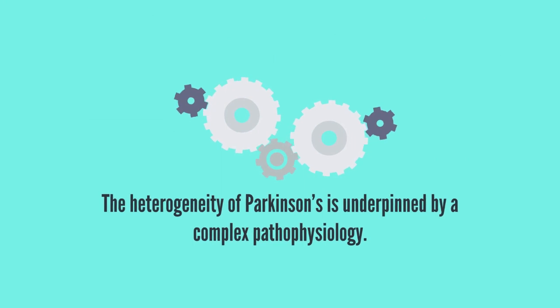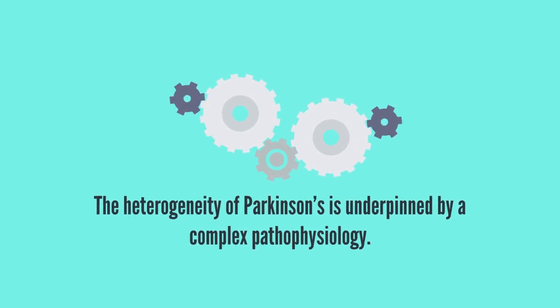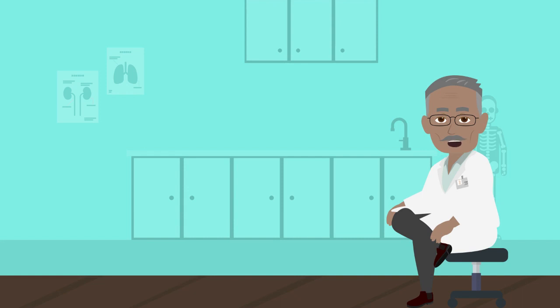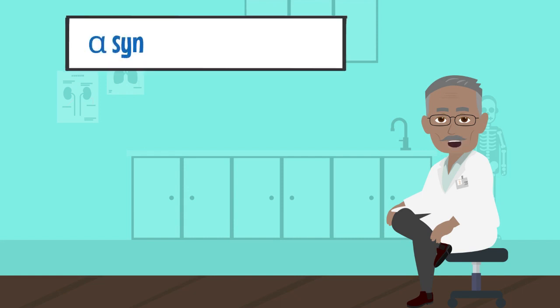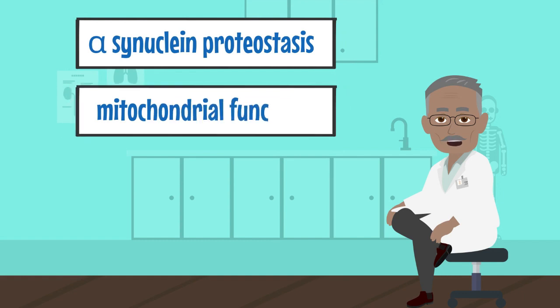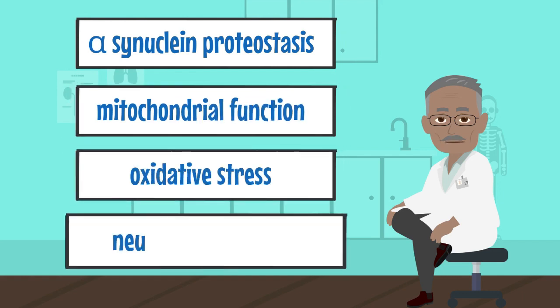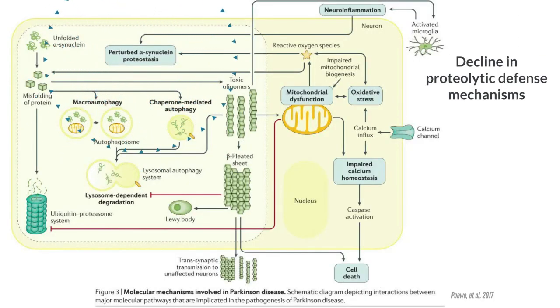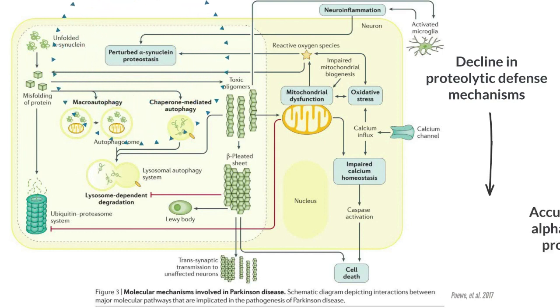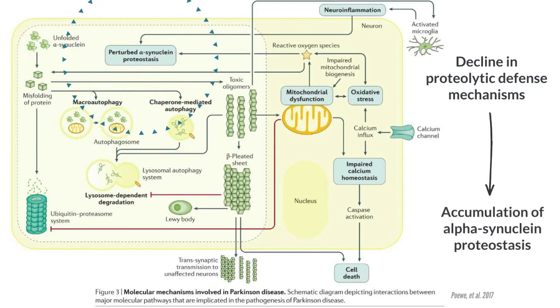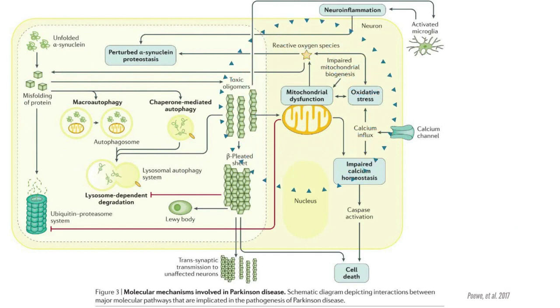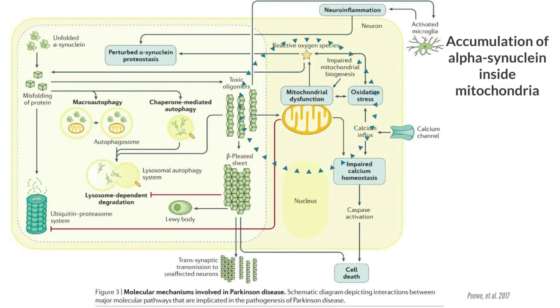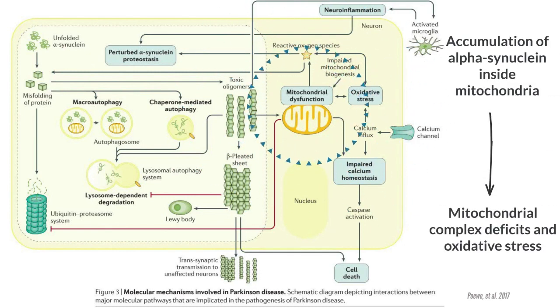The heterogeneity of Parkinson's disease is also underpinned by a complex pathophysiology. Examples of these pathways include alpha-synuclein proteostasis, mitochondrial function, oxidative stress, and neuroinflammation. A progressive, age-related decline in proteolytic defense mechanisms in the aging brain might play an important part in the accumulation of alpha-synuclein. Although it has been proposed that low levels of alpha-synuclein are normally present in mitochondria, the accumulation of the protein inside mitochondria leads to mitochondrial complex deficits and oxidative stress.